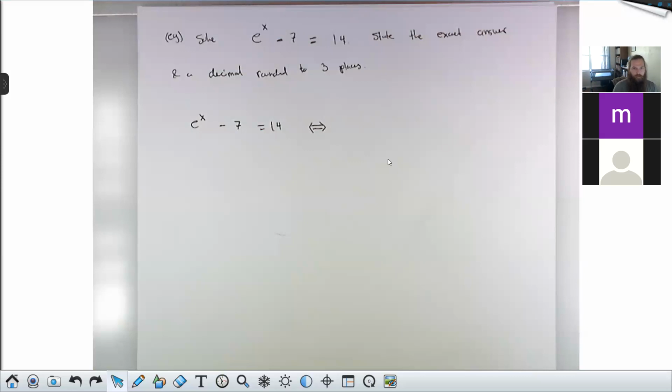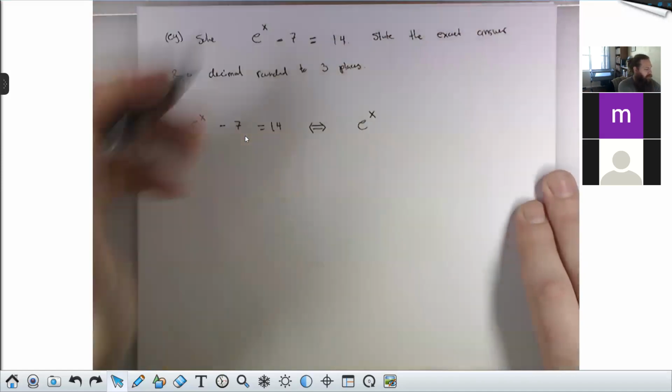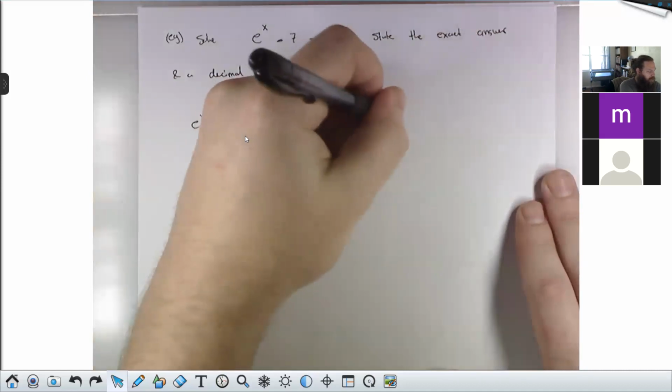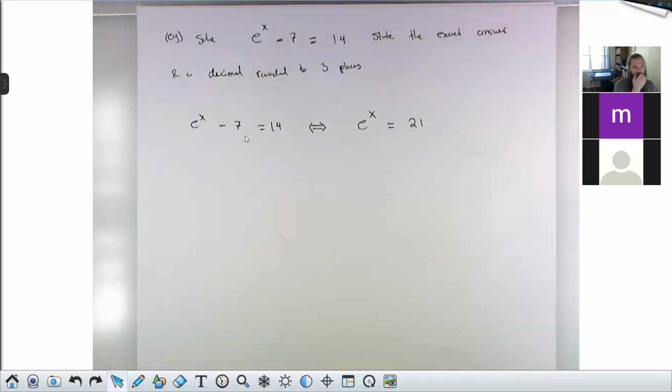Yeah, excellent, Kendra. So we want to get the term that has the x in it alone. To do that, we need to get rid of the 7. So we're going to add 7 to both sides. When I add 7 over here, the 7 will go away. When I add 7 on the right-hand side, 14 plus 7 is 21. All right, what do I do now?